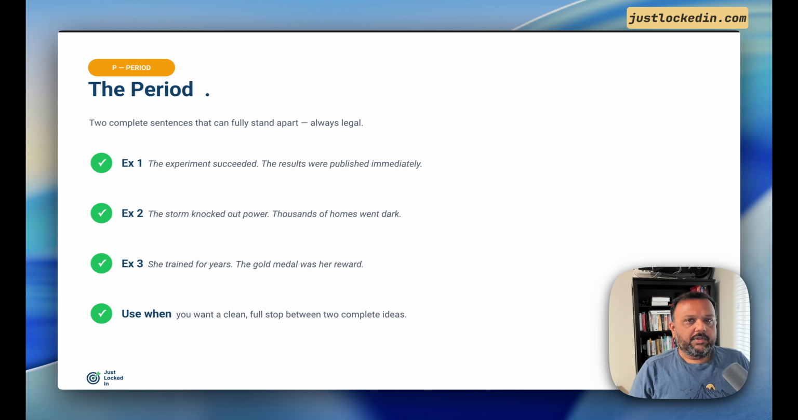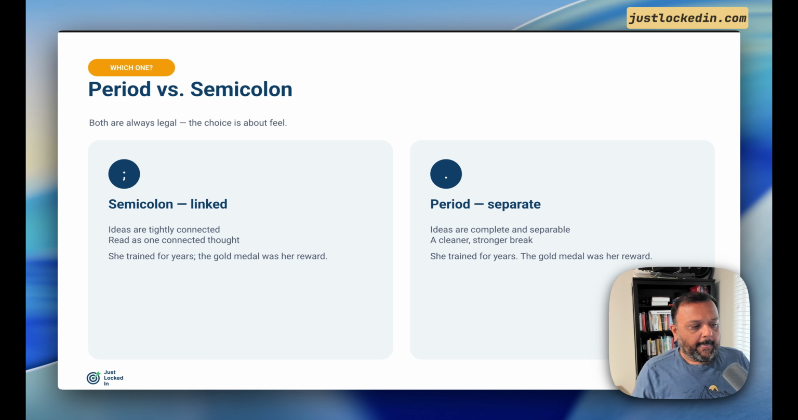So you would use a semicolon to connect two related thoughts, and you want the reader to read both sentences in one breath as one connected thought. Okay, so that is when you would use a semicolon. It's about the feel. For example here: she trained for years; the gold medal was her reward.